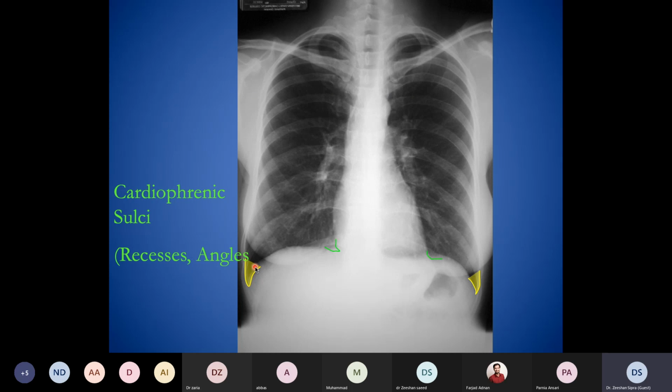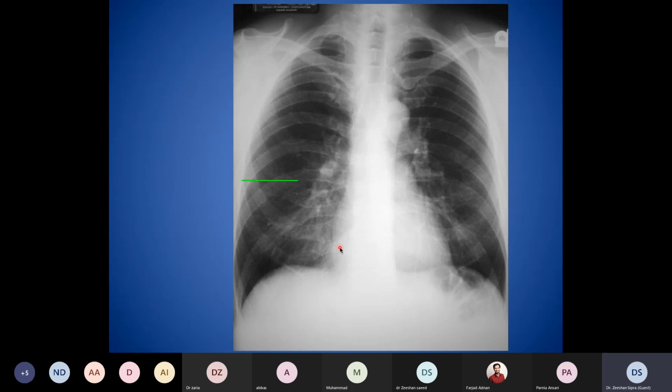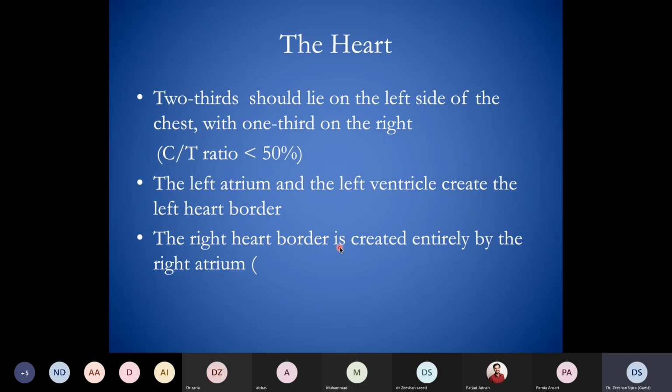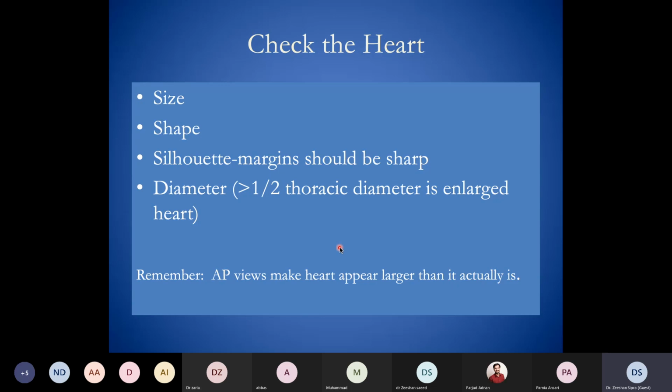So the cardiophrenic angles are not that important, but just to complete the anatomy, this is the left side. This is the left lung's anterior border. This is the right lung's anterior border with the heart, making the cardiophrenic angle. This was the horizontal fissure. Okay, the heart. Everybody knows the heart silhouette, its size and shape. These are the important diameters to be checked in the heart.